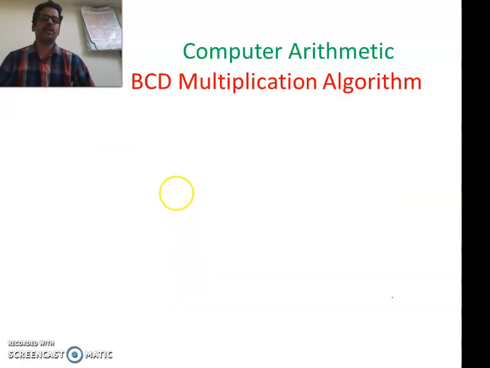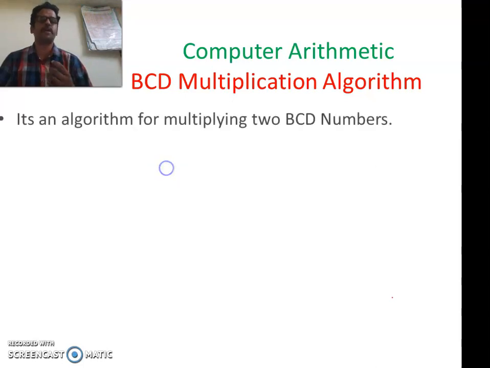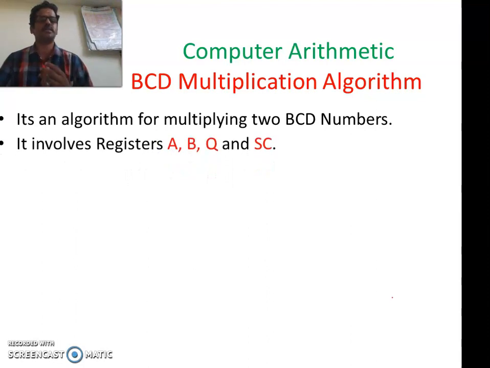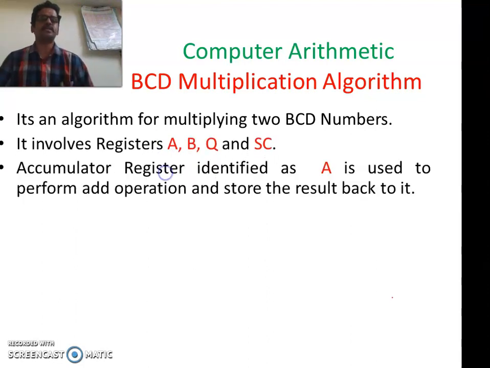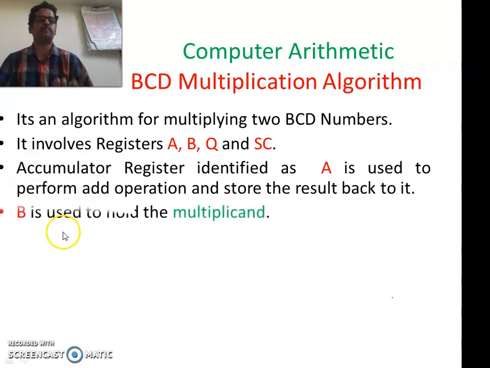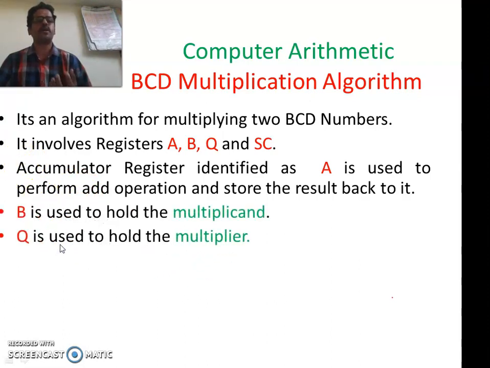Now we'll come to the algorithm part. The BCD multiplication algorithm, as the name implies, is useful for multiplying two BCD numbers or two decimal numbers. This algorithm involves 4 registers: A, B, Q and SC. The register A performs an add operation and stores the result back onto A itself. The register B holds the multiplicand value and Q holds the multiplier value. We are already familiar with the terms multiplicand and multiplier. If you are performing 3 into 4, the multiplicand value is 3 and the multiplier value is 4.